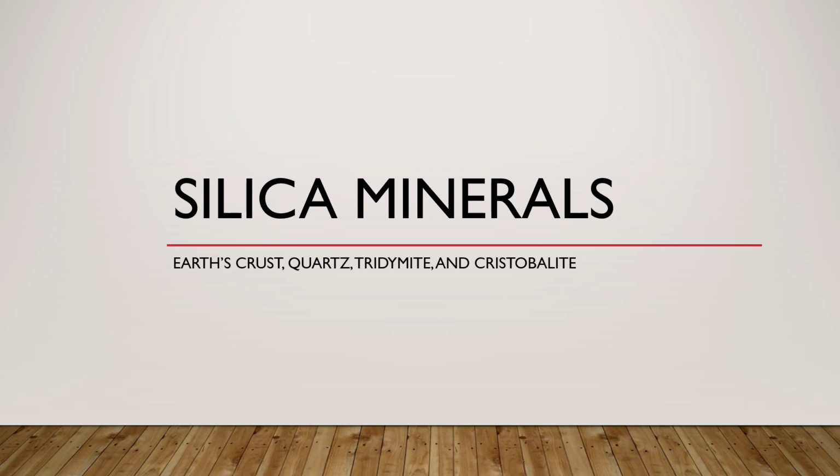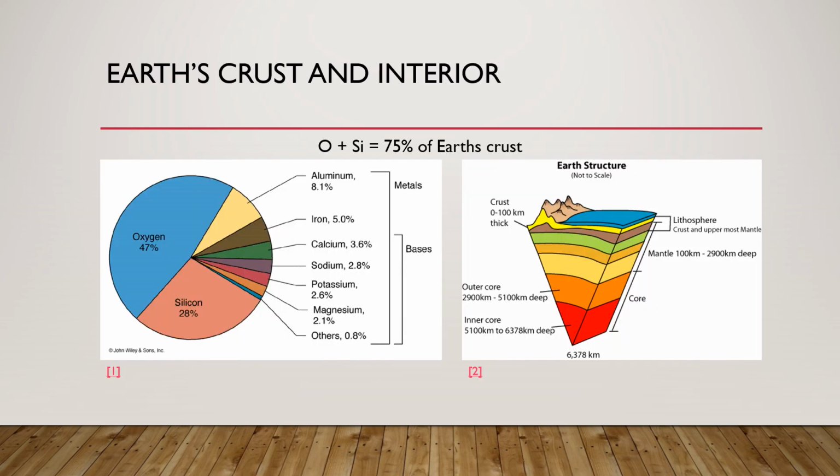Silica minerals. The Earth's crust is primarily made of 8 elements. The Earth is differentiated into 3 major compositional layers: crust, mantle, and core. Most of these layers are made of just 4 elements: iron, oxygen, silicon, and magnesium, in some kind of combination.